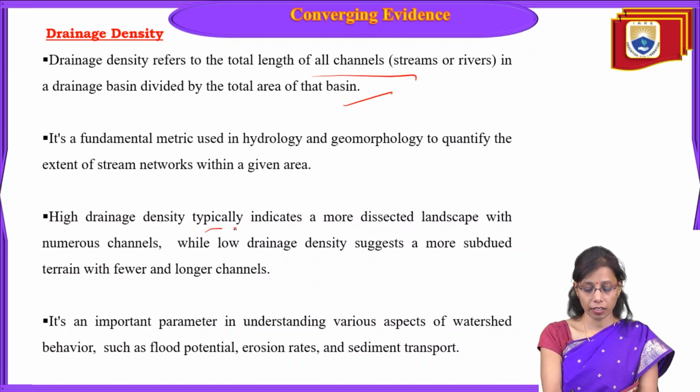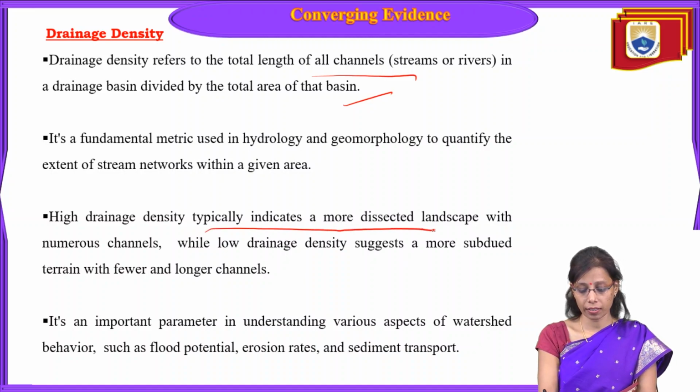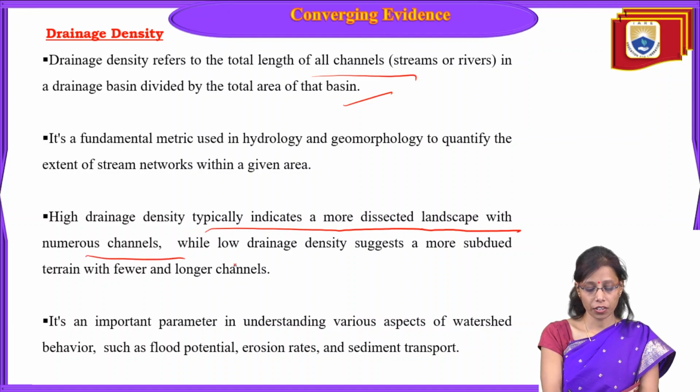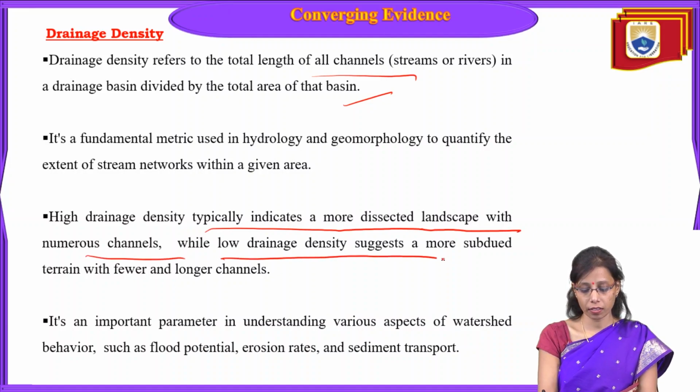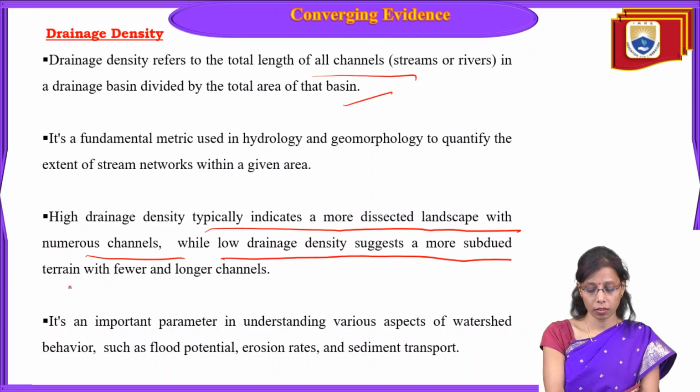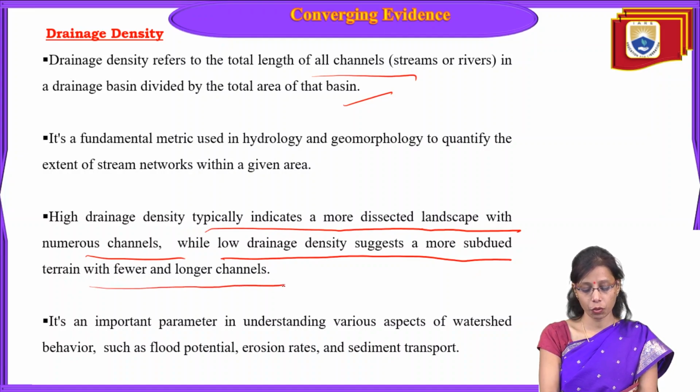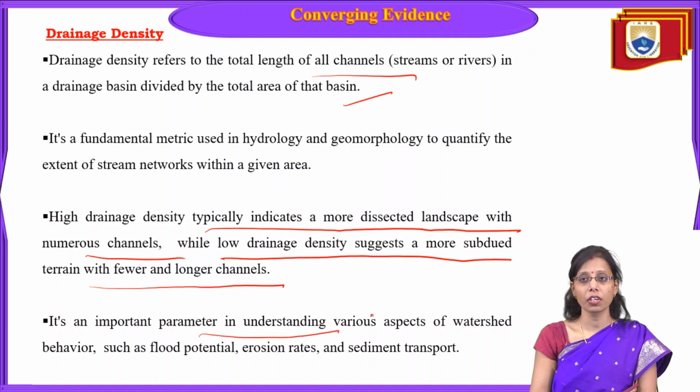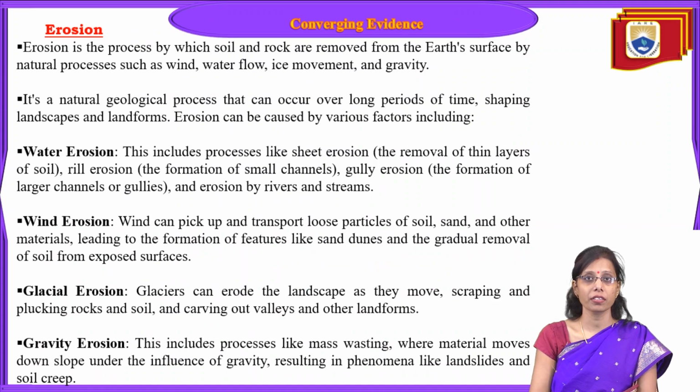High drainage density typically indicates a more dissected landscape with numerous channels, while low drainage density suggests more subdued terrain with fewer, longer channels. So it's an important parameter in understanding various aspects of a watershed, right? Drainage density is always helpful in understanding watershed behavior, such as flood potential, erosion rates, sediment transport and so on. We can understand these with the drainage density.